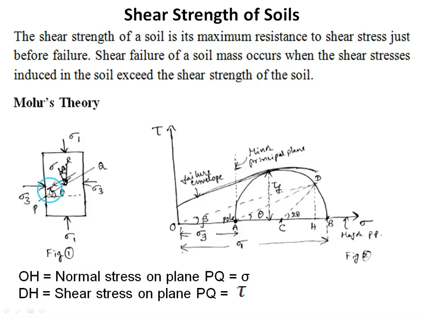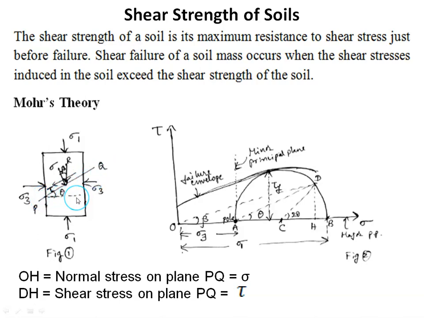Suppose there is a soil element whose sides are represented with major principal plane and minor principal plane. If sigma 1 is the major principal stress which is acting on the major principal plane, then sigma 3 is the minor principal stress acting on the minor principal plane. PQ represents the failure plane along which failure takes place. This PQ is acting at an angle theta with horizontal.